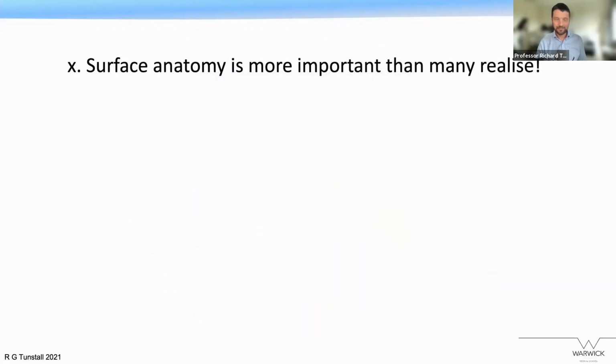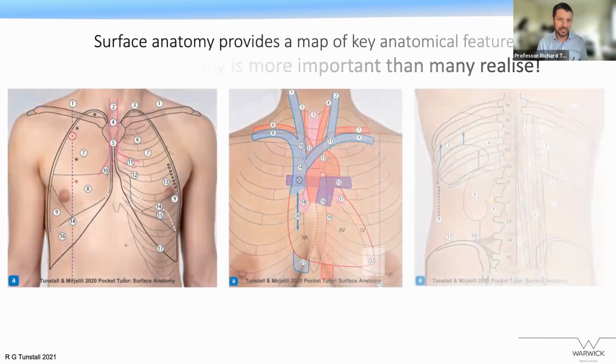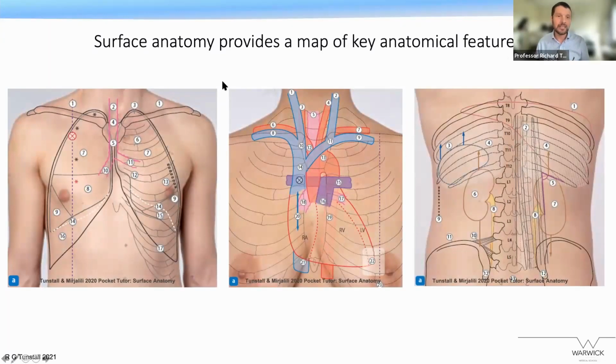And finally, surface anatomy. Surface anatomy is more important than many people realize. That includes students and it includes tutors. It's often ignored by tutors and lecturers. It shouldn't be. It should form a fundamental core of what you study. Surface anatomy is referring to the surface projection of organs sitting underneath the skin.